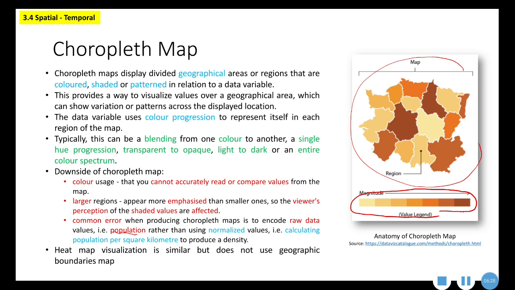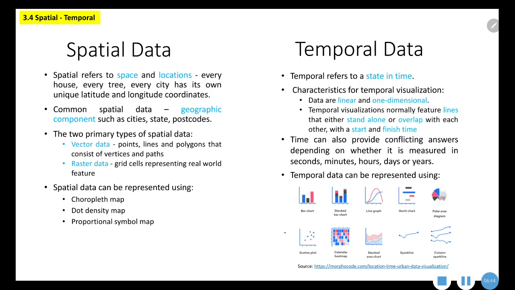And there is another representation of visualization that is similar to choropleth map, but it doesn't use geographic boundaries map, that is called heat map visualization. So if you go to the previous slide, heat map is also used in temporal data, so it still also uses color density to visualize data over the heat map.